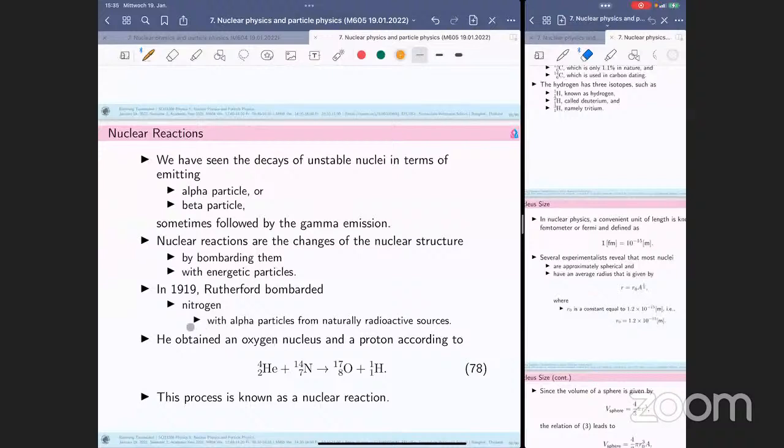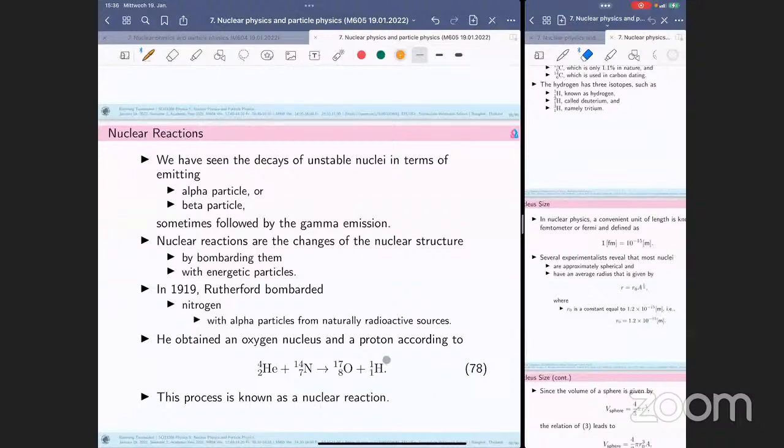He accelerated the alpha particle from a radioactive source, and he let the alpha particle hit the nitrogen 14 again, okay, nitrogen 14. And what is going out? And the result is that he got one proton, okay.